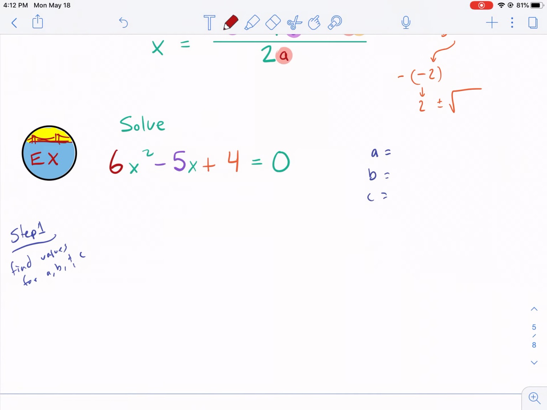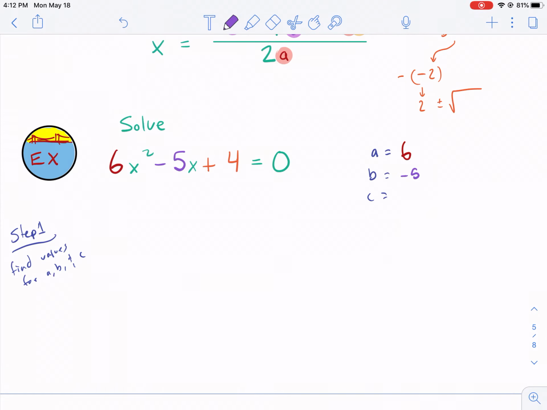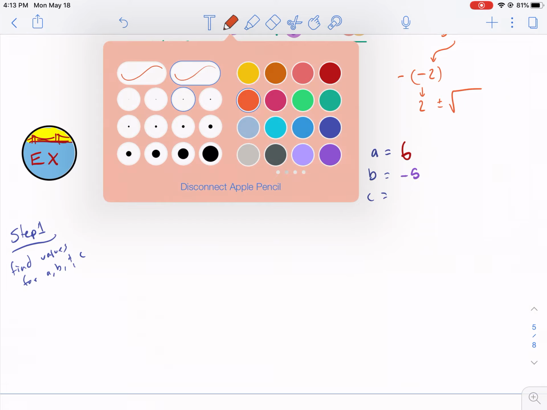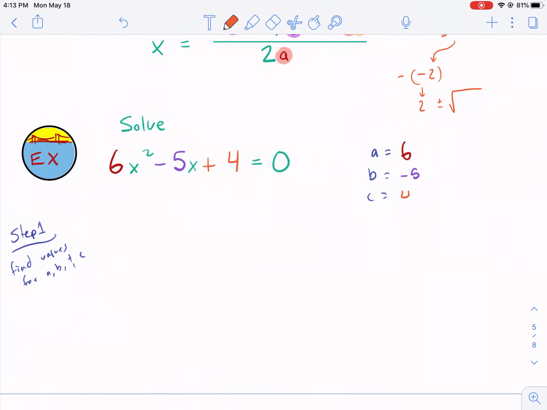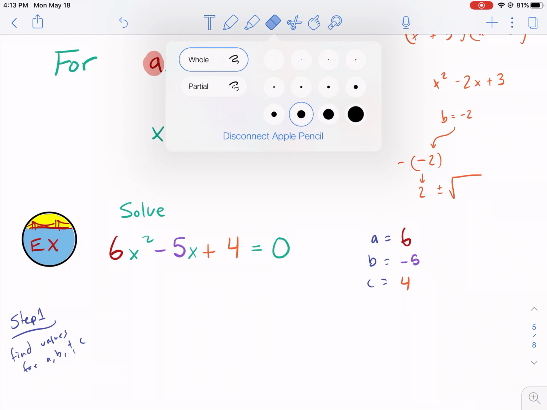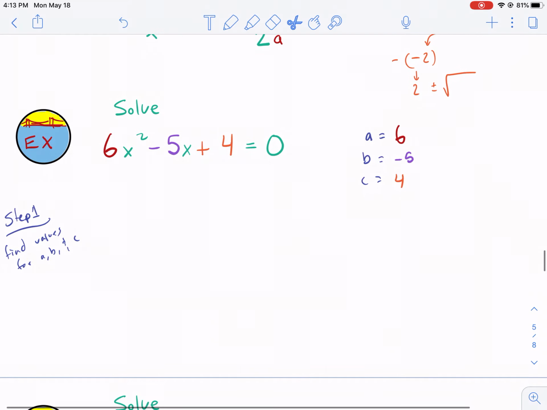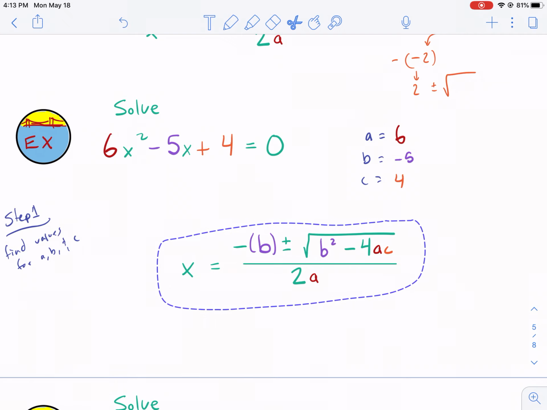So we can go ahead and figure out what A is. A is 6. B is going to be negative 5. Careful, there's a negative sign there. That's something to watch out for. And then C is equal to 4. I'm just going to copy and paste the quadratic formula down here, and I'm going to plug in my values.